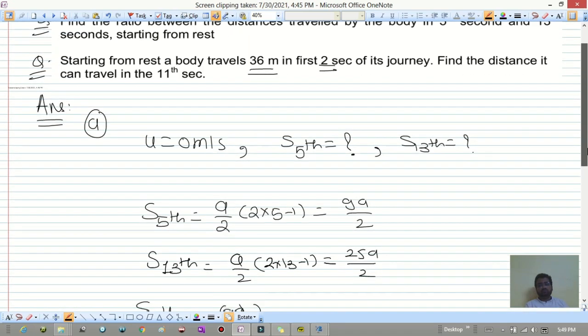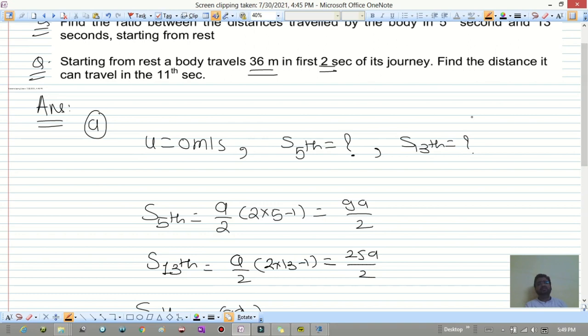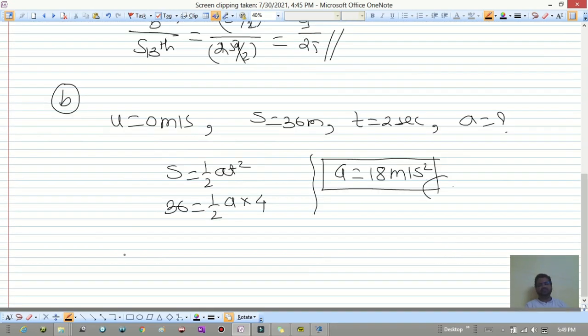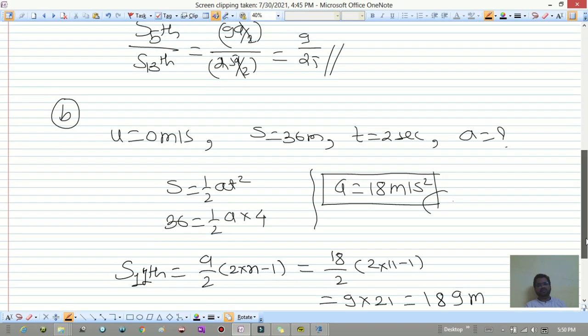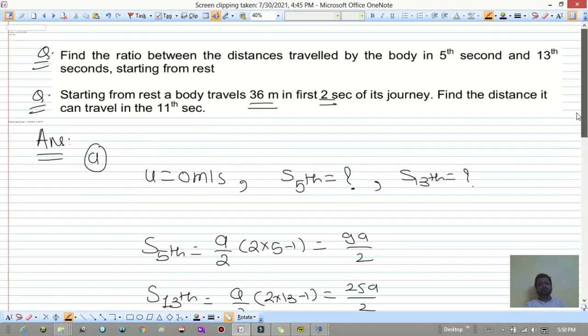Now they want us to find the distance it can travel in the 11th second. So S 11th is equal to u plus a by 2 into (2n minus 1), with u as 0. What is a? 18 by 2, into 2 into 11 minus 1, which is equal to 9 into 21, which is 9 ones are 9, 9 twos are 18, so 189 meter. This is the answer we have. So I hope this is clear.